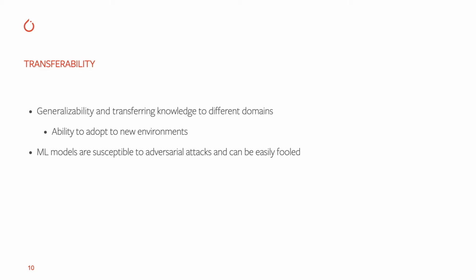Another criterion is that models can often be fooled by adversarial attacks. There are many situations where humans wouldn't be fooled, but the machine is. Adversarial robustness is another property that we would like to see for our models.